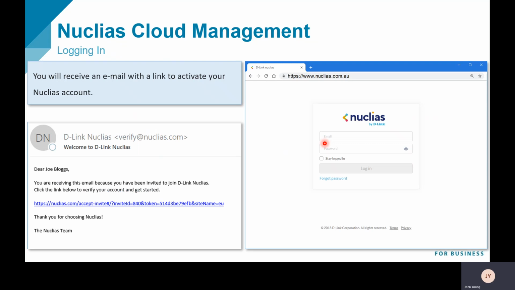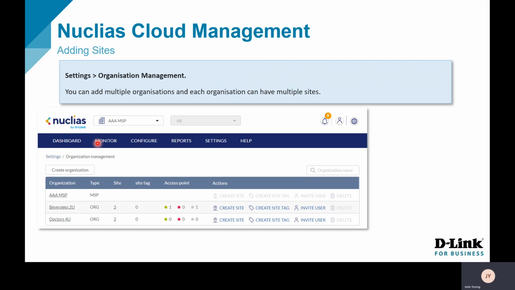So how are you going to access your account? Once you register with our Nuclias Cloud, we will send you an email to activate your account, as you can see over here. Just click on the link. It will ask you to create your own password. Once you create that, you can put in the new username and password to log into the Nuclias Cloud. Inside, you will be able to create the organizations.